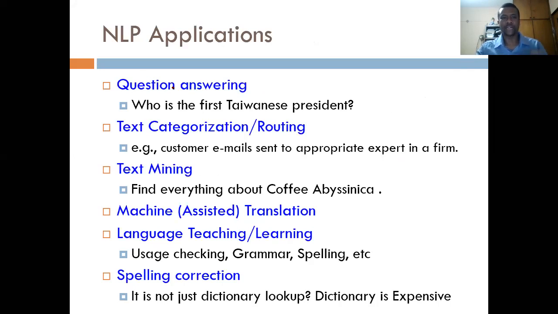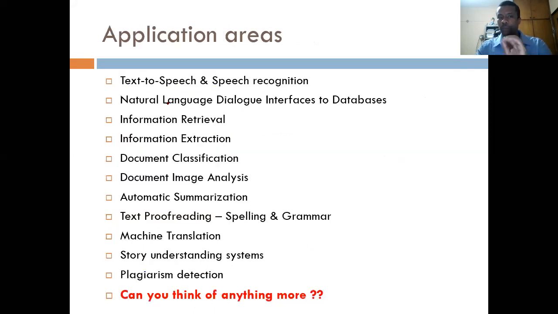So in NLP, this is what we have: question answering, text categorization, text mining, machine-assisted translation, language learning, and spelling correction. All these are NLP applications that we have. But mind you, in this application area, all these are possibilities, like natural language dialogue systems. We have talked about them. Document image analysis, text proofreading, machine translation, storytelling. All these are relevant NLP applications that we have.